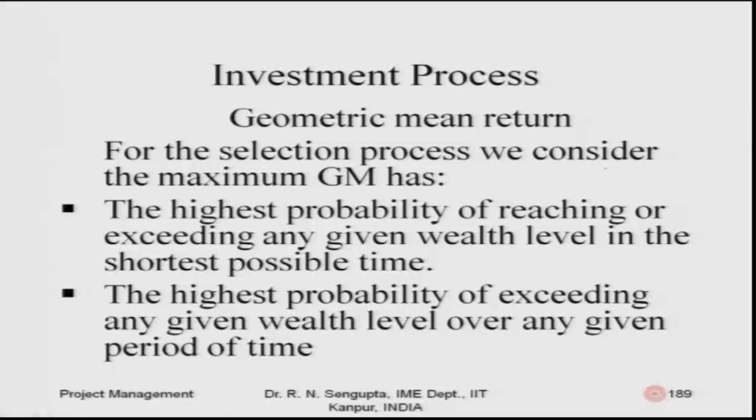The geometric mean return distribution means that for the selection process we consider the maximum geometric mean, such that there is the highest probability of reaching or exceeding any given wealth level in the shortest possible time, or the return being maximum. It gives the highest probability of exceeding any given wealth level over and above the given time. Now, why is the geometric mean used?